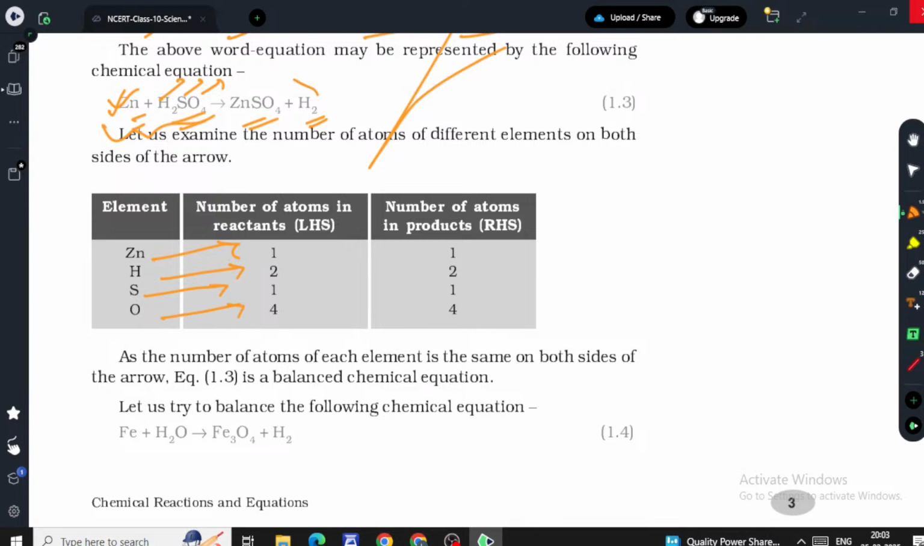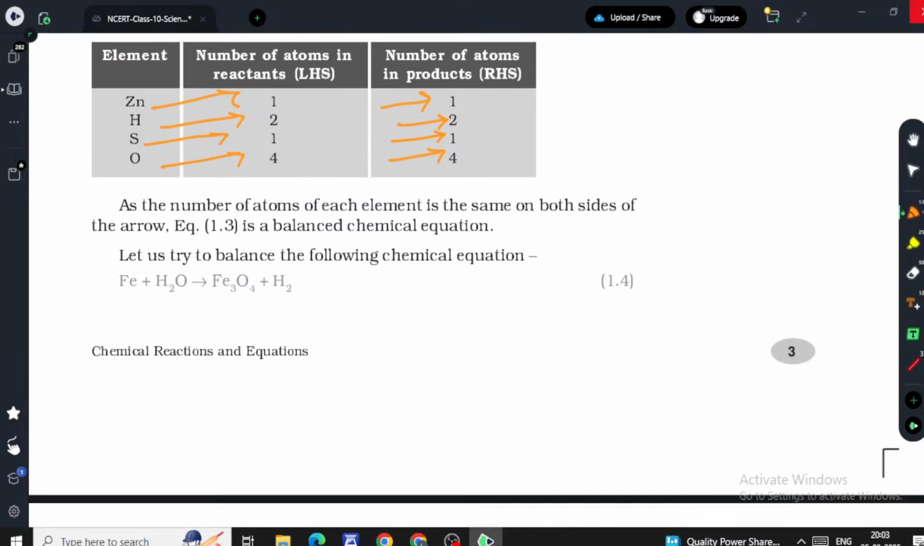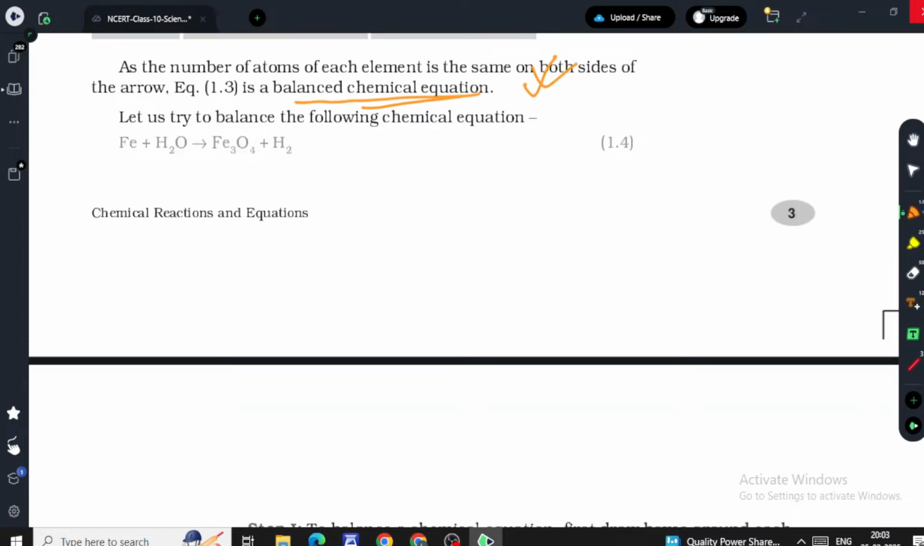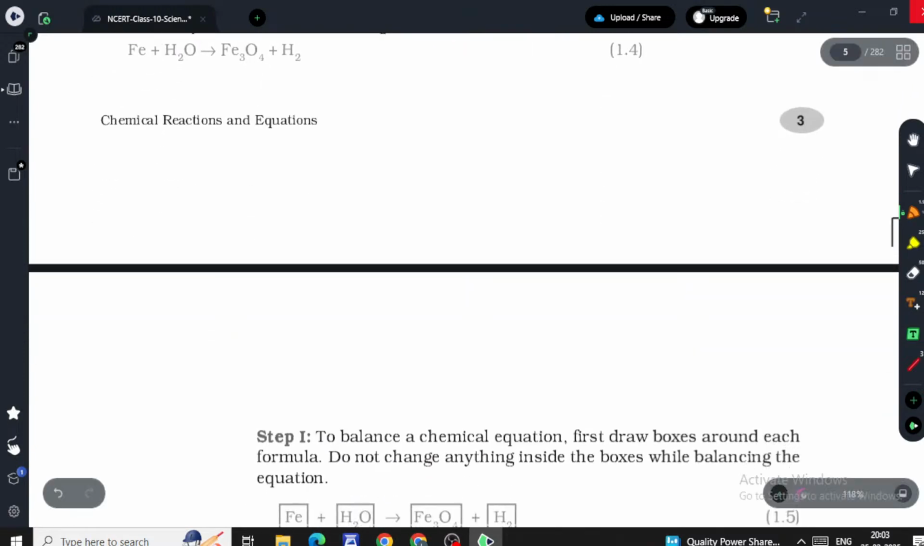But in the product section the number of Zn is also 1, hydrogen is also 2, sulfur is also 1, and oxygen is also 4. So this is a balanced chemical equation. Let us try to balance the following chemical equation.